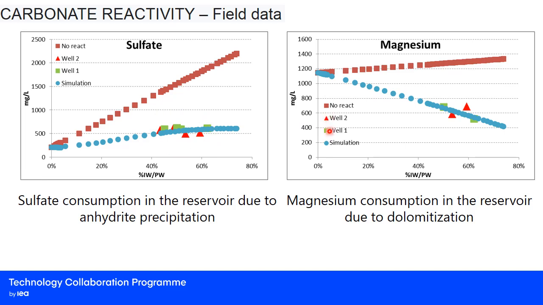We can see that for both sulfate and magnesium, field data is much closer to the reactive model, showing that consumption of sulfate happened due to anhydrite precipitation, as well as consumption of magnesium due to dolomitization. These results can prove the modeling that we have been using for seawater injection.